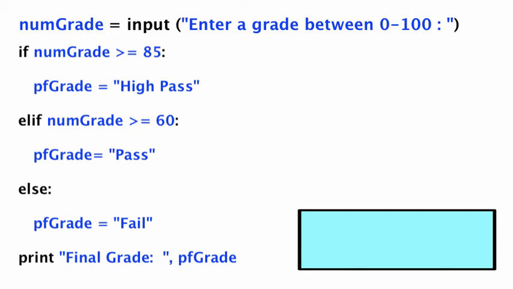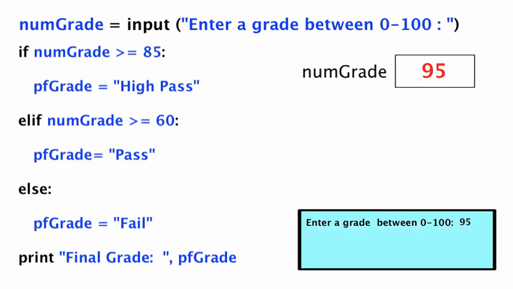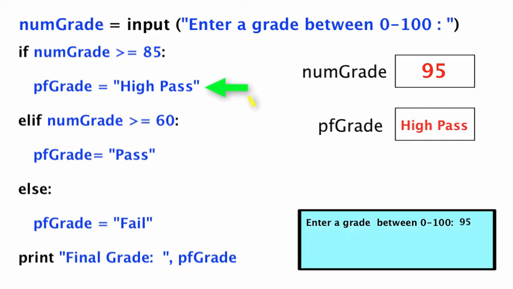So let's see how it works by assuming that, when prompted for a numeric grade, the user enters 95. The first condition is tested, and since 95 is greater than or equal to 85, it evaluates to true, and so pfGrade is assigned the value of high pass. Execution then jumps over the remainder of the if-elif statement, and the print statement outputs final grade, high pass.